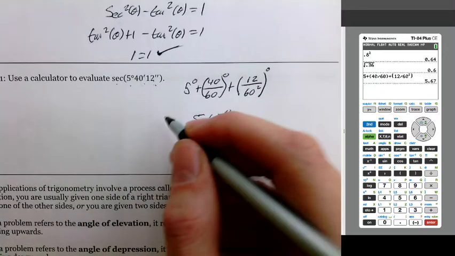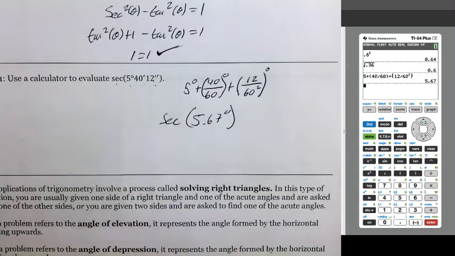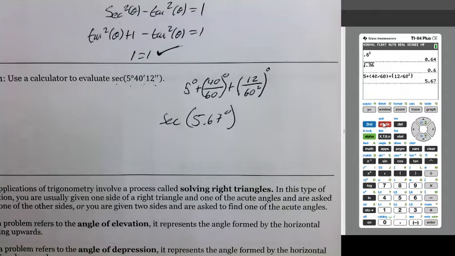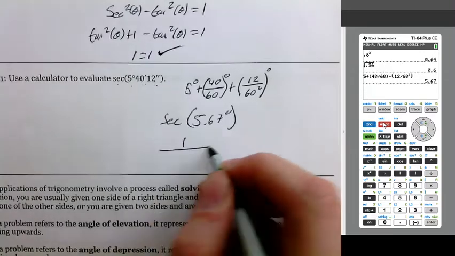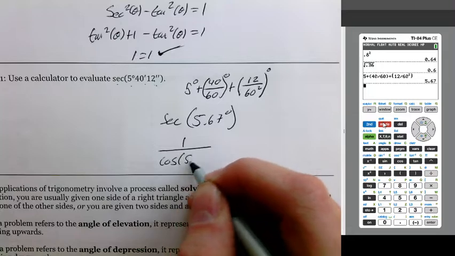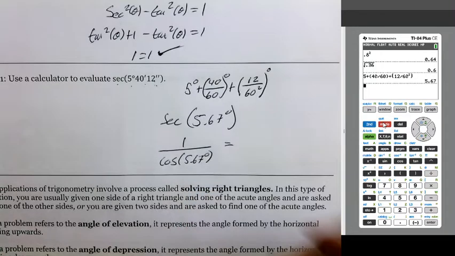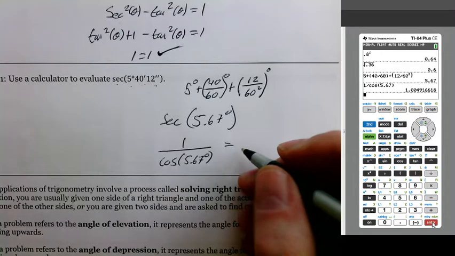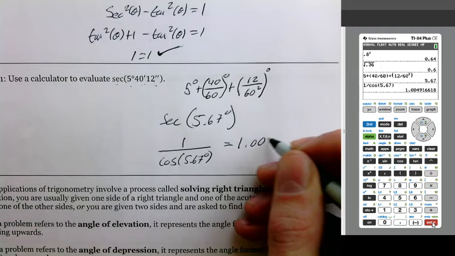Now we can do secant of that angle measure. Let's make sure our calculator is in degree mode. Mine's in radians, so I'm going to change that to degrees. And secant is 1 over cosine. So this is equivalent to 1 over cosine of 5.67 degrees. So 1 divided by cosine of 5.67 degrees. And that's going to give me about 1.005.